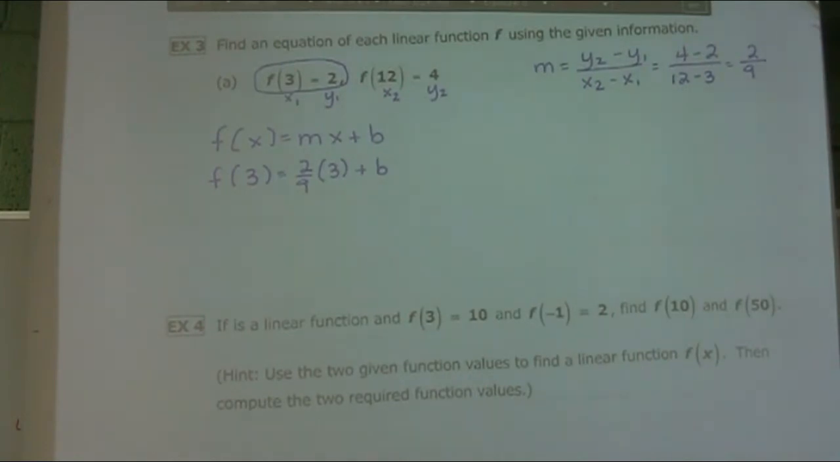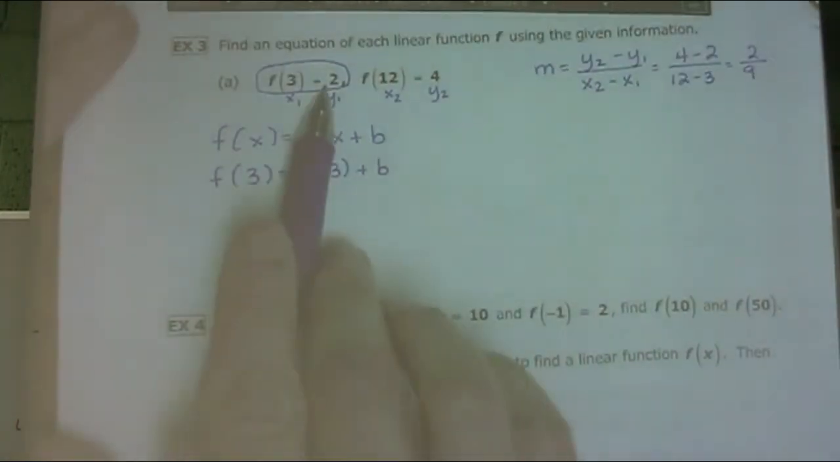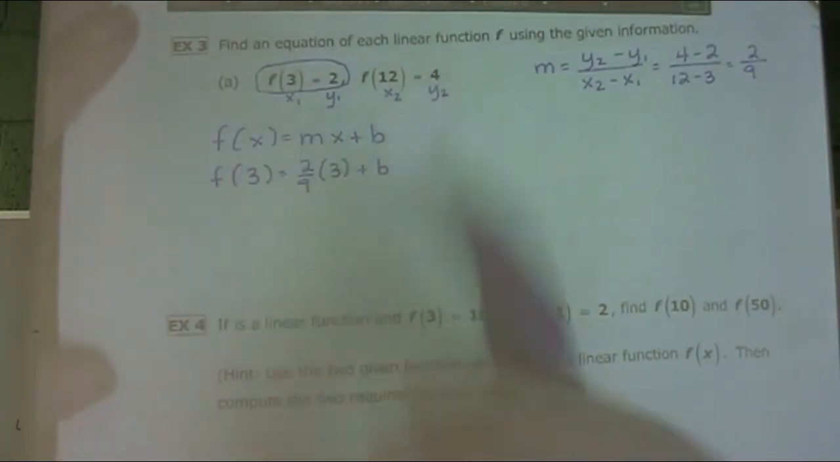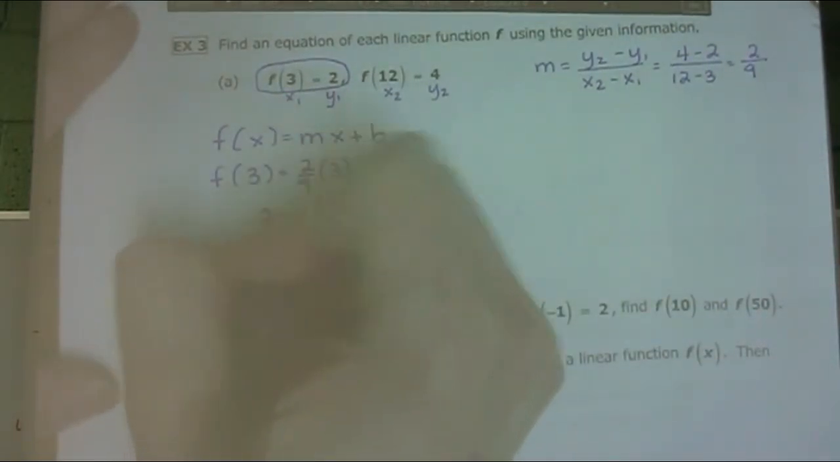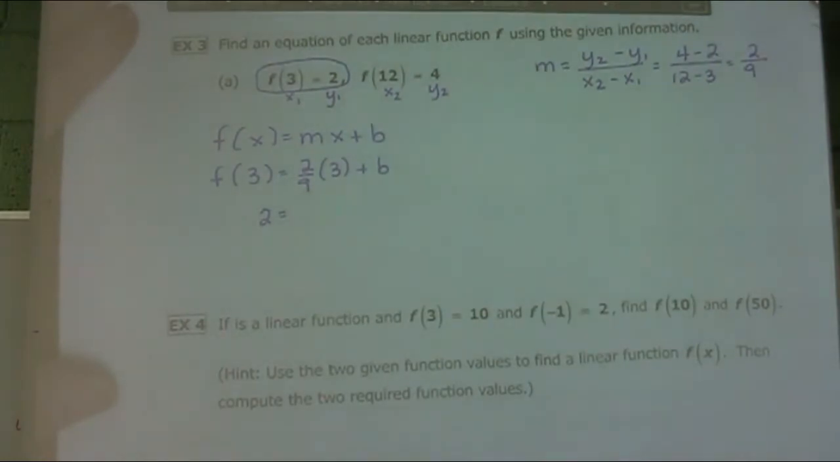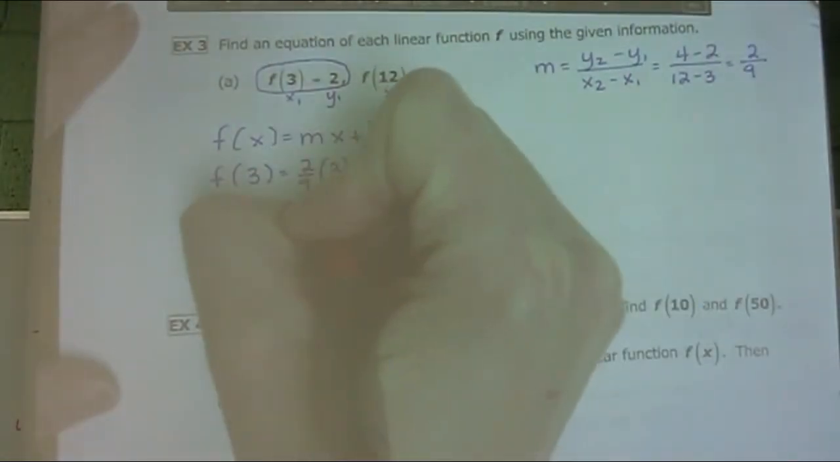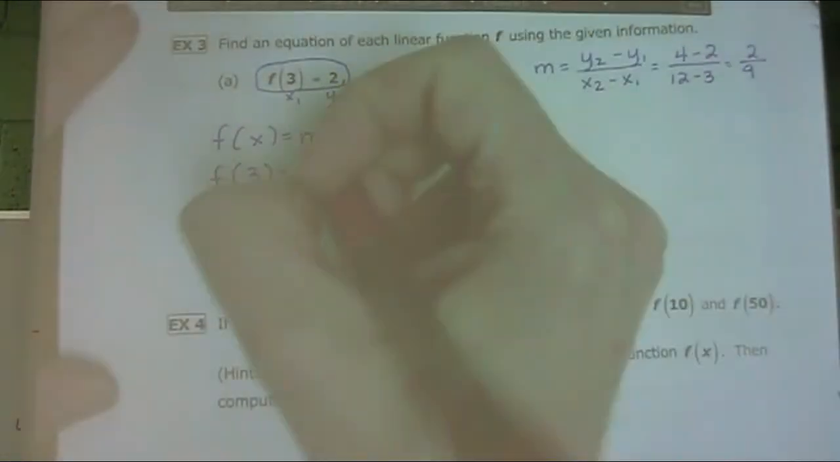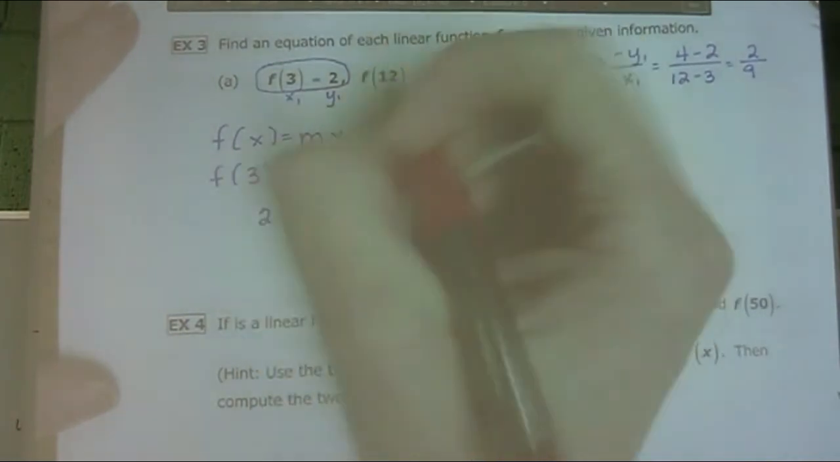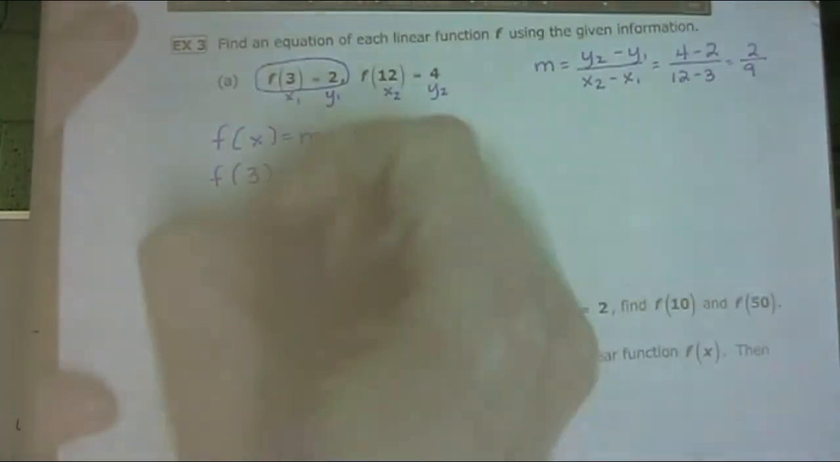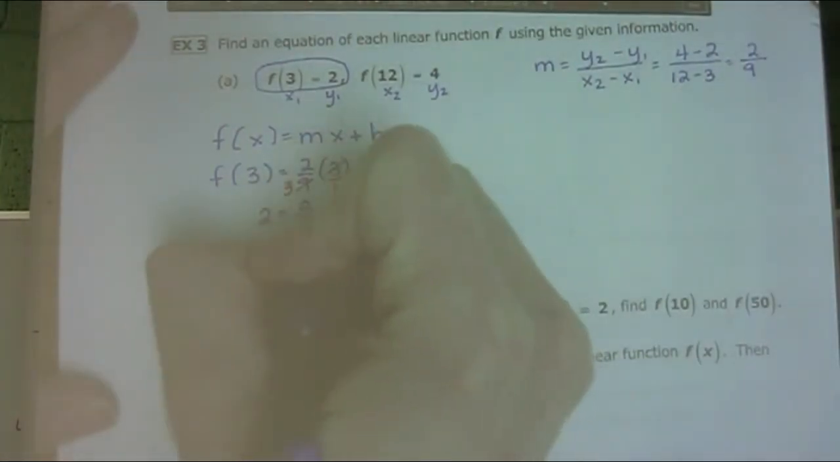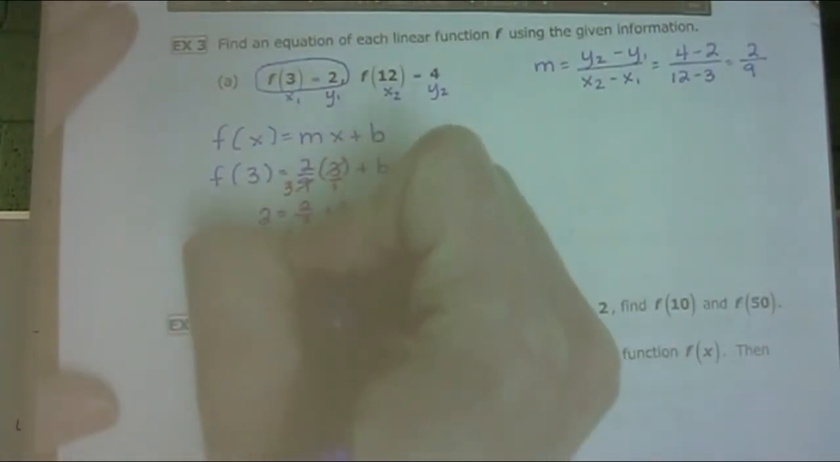All right, next thing, f of 3 equals 2. So I'm going to replace f of 3 with 2. So 2 equals, now remember, over here, this is really 3 over 1. And I can cancel the 9 and the 3. 3 goes into itself once and into 9 3 times. So what I've got here is 2/3 plus b.